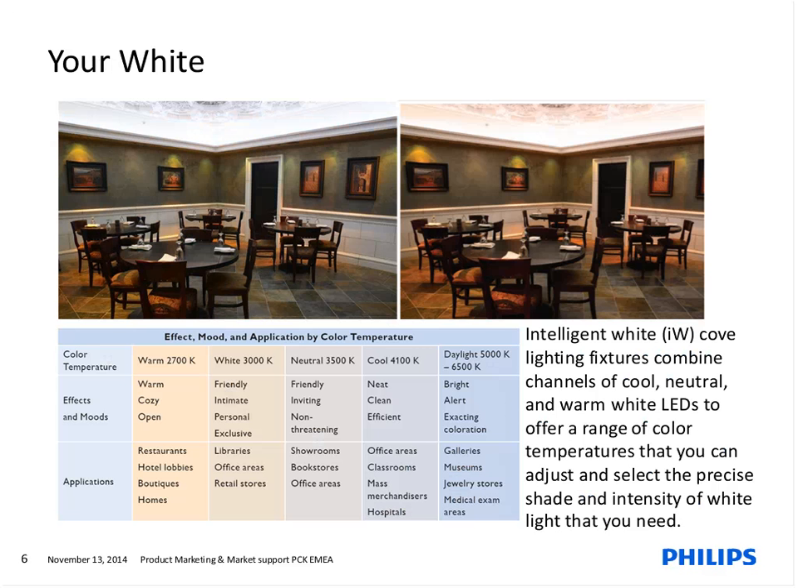When we're talking about the white light, I would like to talk a little bit more about the tunable white, or how we call it in Color Kinetics, Intelligent White. Intelligent White Cove lighting fixtures combine channels of cool, natural, and warm white LEDs to offer a range of color temperature that you can adjust with a simple wall-mounted device. With these intelligent, dimmable, digitally controllable Cove lights, you can select the precise shade and intensity of the white light that you would like to have.